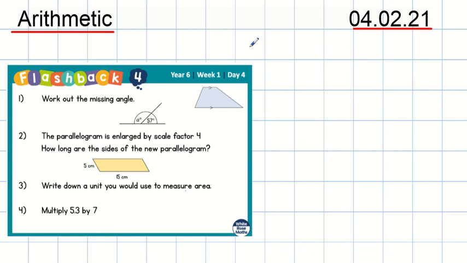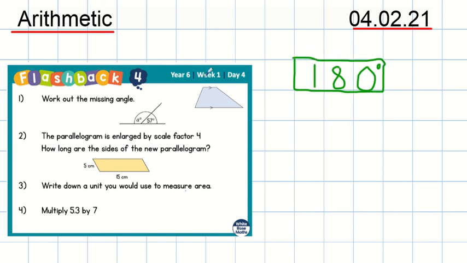And that brings us to today's flashback. So question number 1, work out the missing angle. Okay, so let's see what information we've got here. I can see that there is a straight line at the bottom, and I know that the angles on a straight line total 180 degrees. That is their total that they must make.